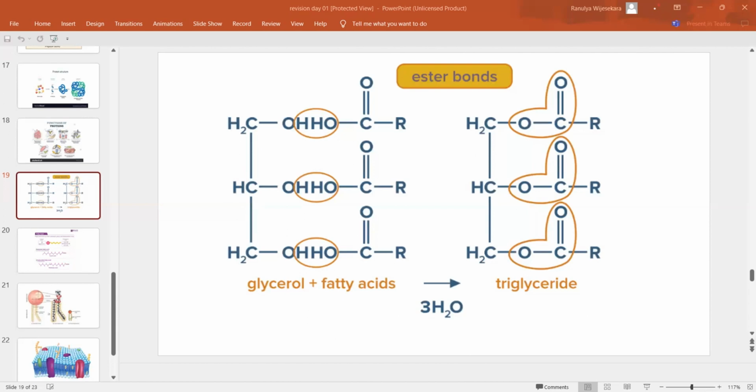Okay. Next one, phospholipids. Right. You know phospholipid? I think you have learned about plasma membrane before. Right? The phospholipid is the main component, major component of the cell membrane. Right?